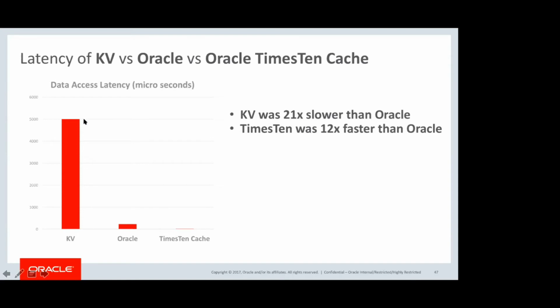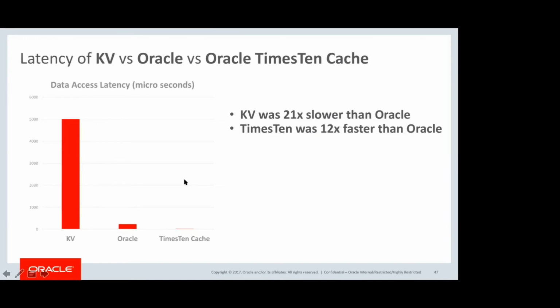The key value stores this customer was using, and they had a bunch of them, on average was taking about 5 milliseconds to access the data. So the cache was taking about 5 milliseconds. Oracle was well under a millisecond. TimesTen, you could barely see it. So TimesTen was about 12 times faster than RAC. And the key value store was about 21 times slower than Oracle.